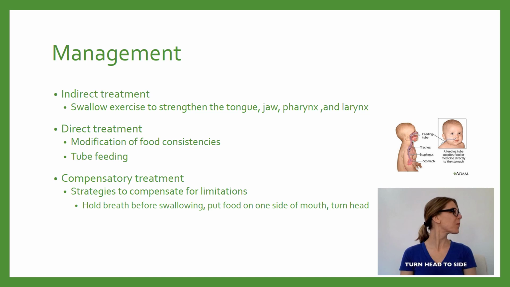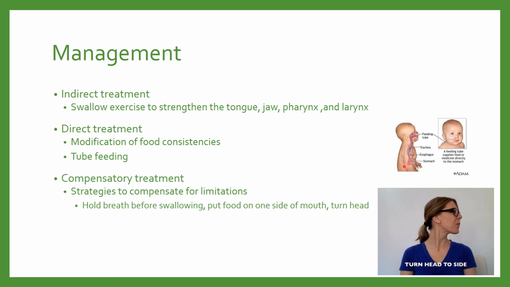For the management of the swallow, we have 3 different approaches. We have the indirect treatment, which gives the person exercises to strengthen the oral, pharyngeal, and laryngeal structures. We have direct treatment, which can be modification of the food consistencies to make them more safe for swallowing. Or if we can't determine a safe diet, then we'll give them a tube or recommend a tube, and the gastroenterologist will place the tube depending on where it needs to be placed. In this case, this is an NG tube, or nasogastric tube. The tube passes through the nose into the stomach, and the food is given through a syringe and passes through that tube into the stomach.